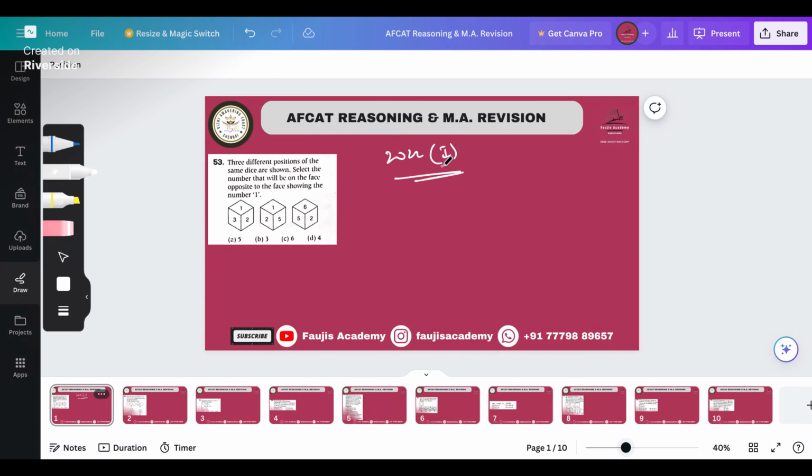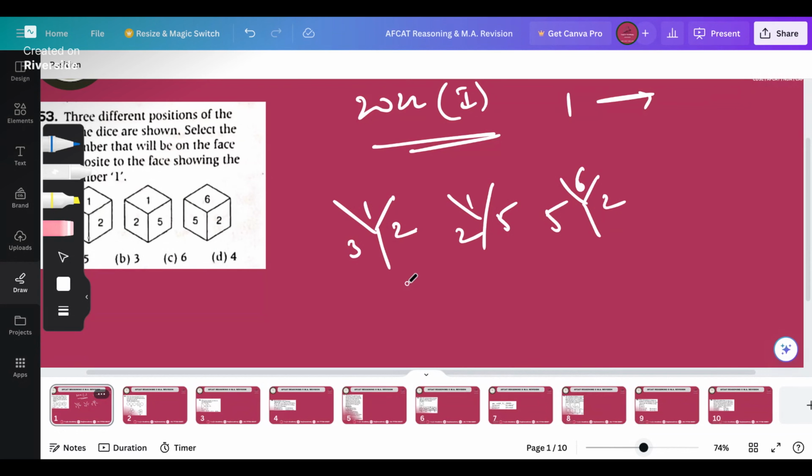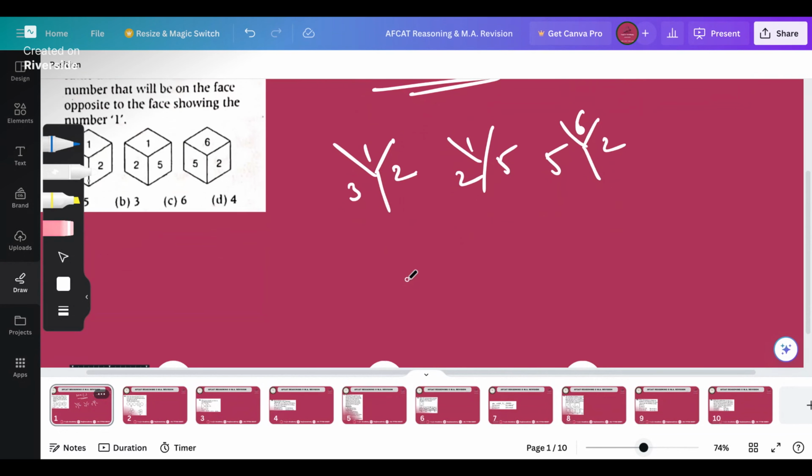So basically in this question number 53, that is the first question over here, they are asking what is opposite of 1. There are three cases they have given: 1, 2, 3; 1, 5, 2; and 6, 2, 5. So in that case we have to essentially find out what we have opposite of 1.